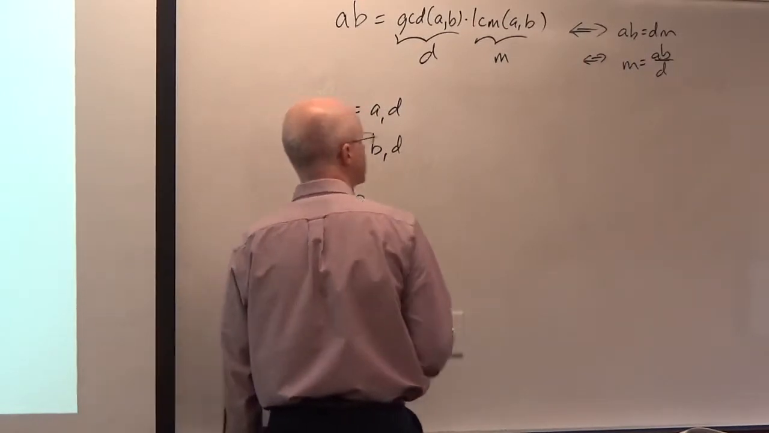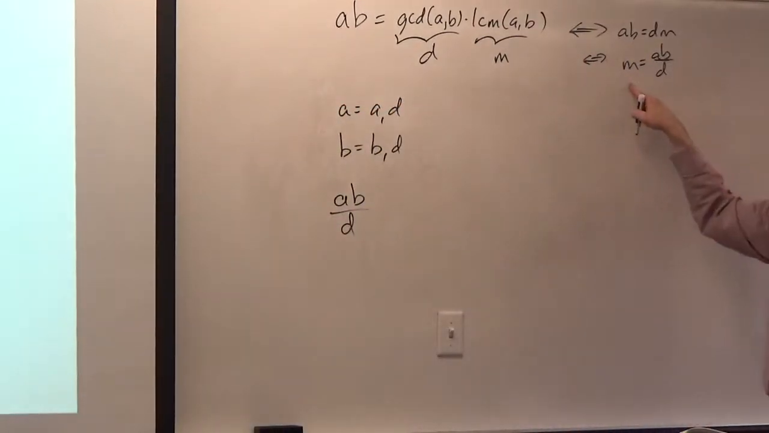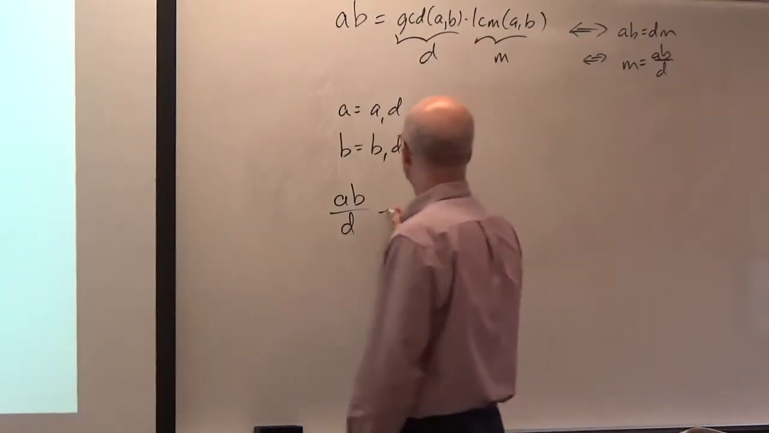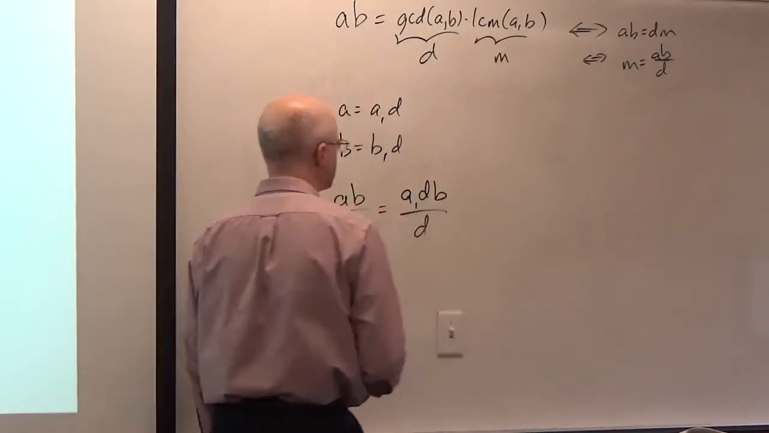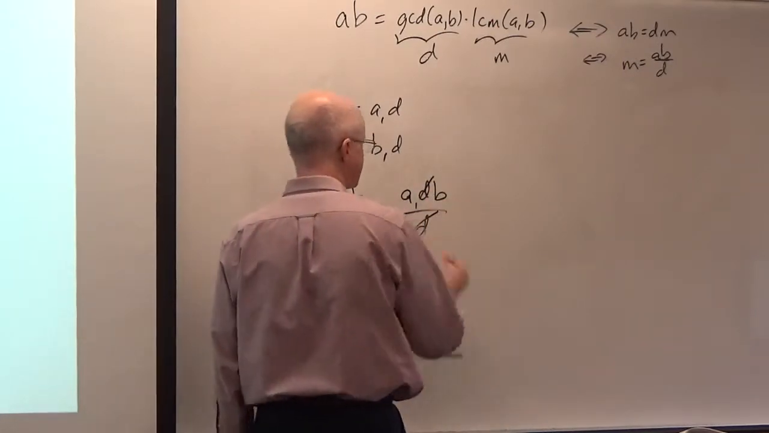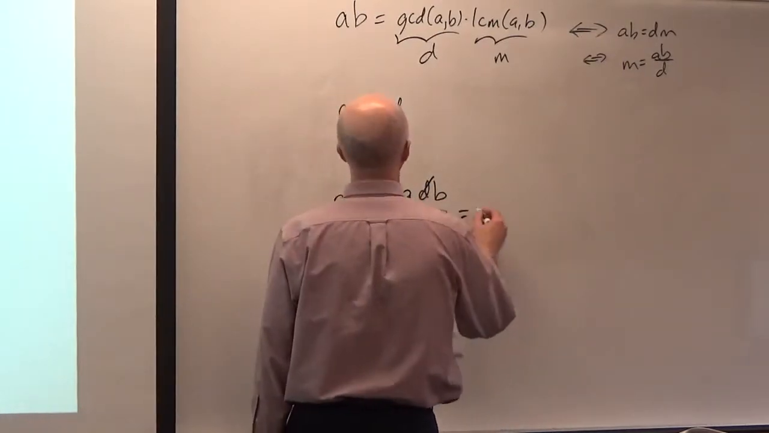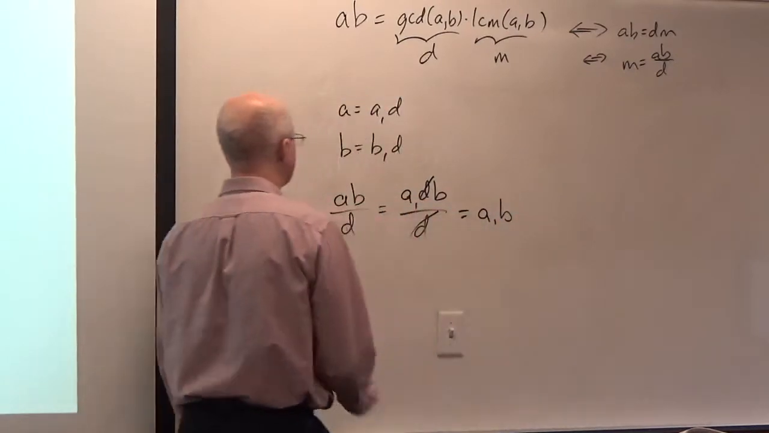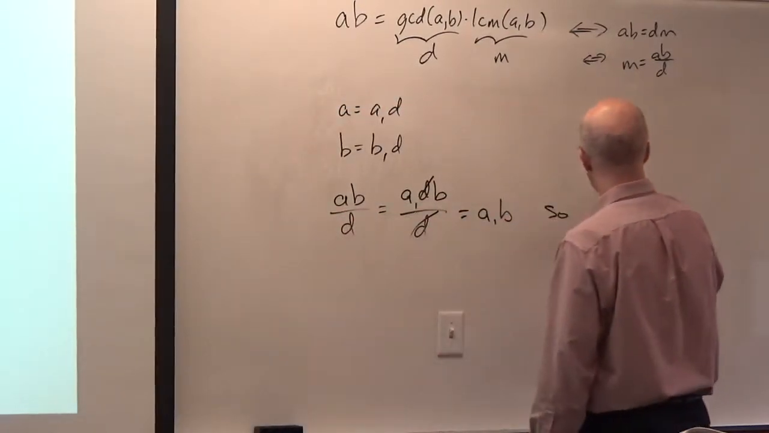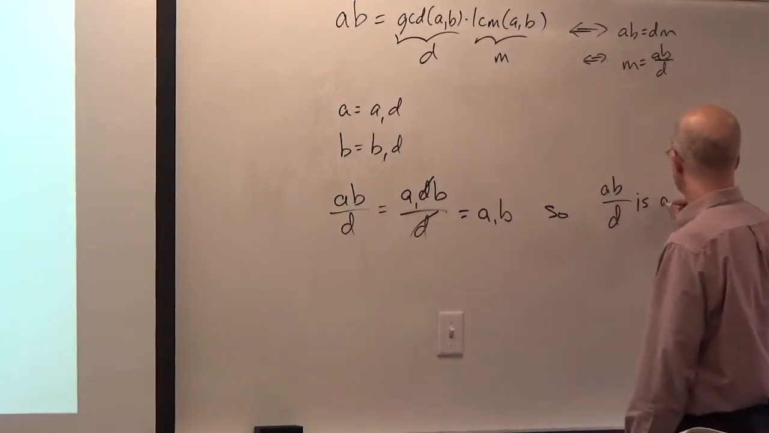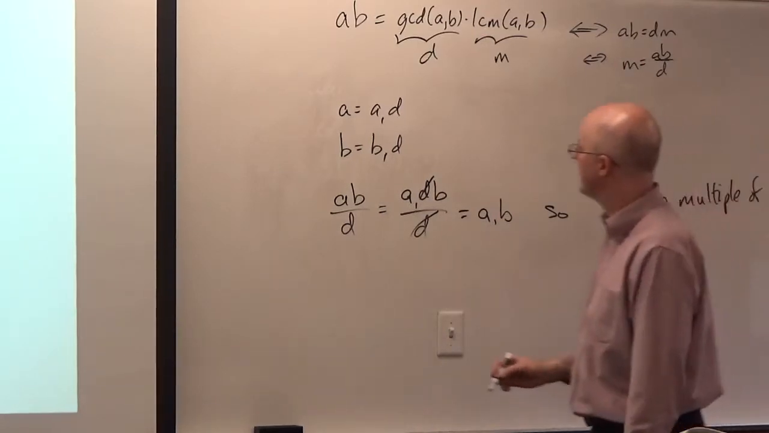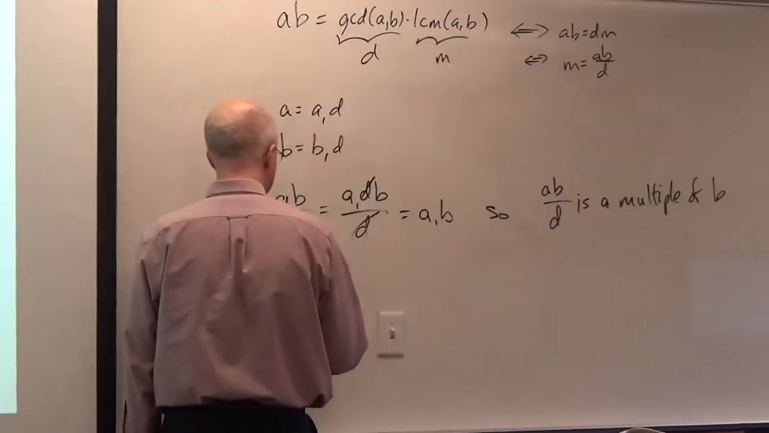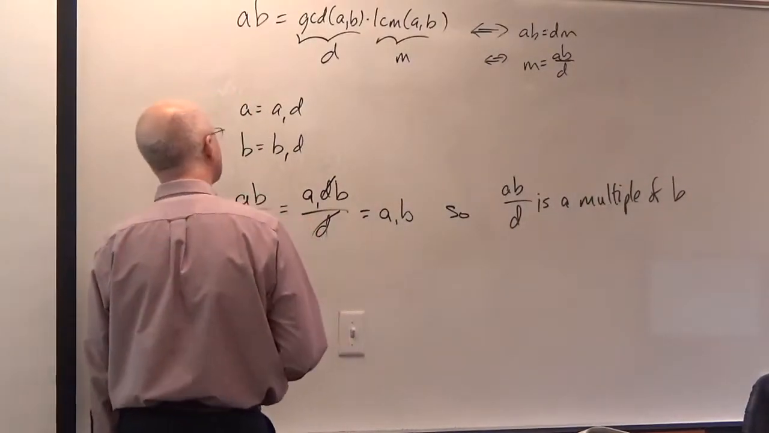Look at this fraction again, AB over D, that I'd like to ultimately show is the least common multiple of A and B. Is it even a multiple of A and B? Well, for example, if you replace A by A1 times D, these are integers here. This is a rational number. We know you can cancel the D's. And you get A1 times B. In other words, AB over D is a multiple of B.